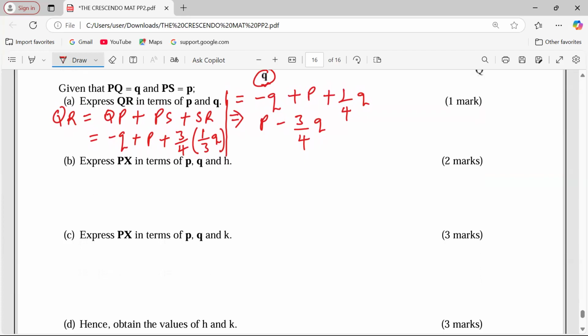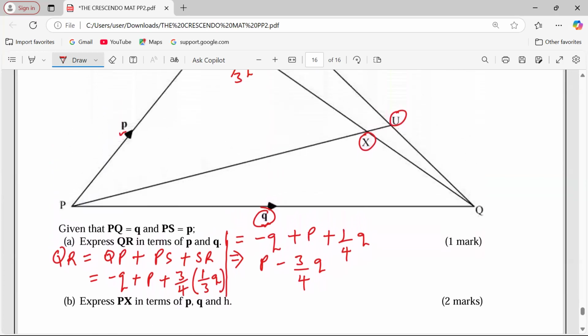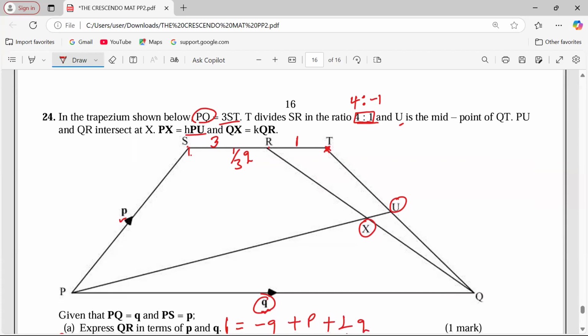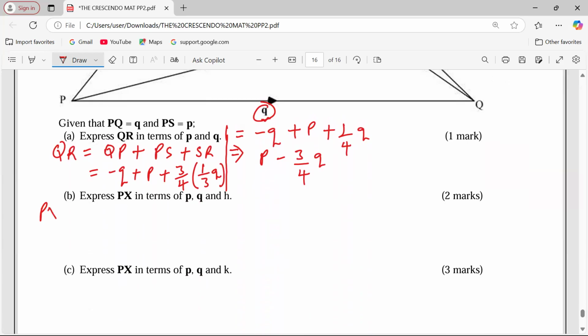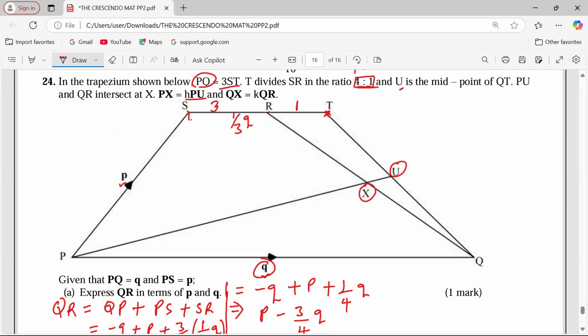What about the other vector that we're supposed to express? PX in terms of P, Q, and H. Now for us to incorporate H, it means we have to pass through PU. Therefore, we have to talk about PX being H times PU. So what will be vector PU? It depends on the route that we are going to follow.